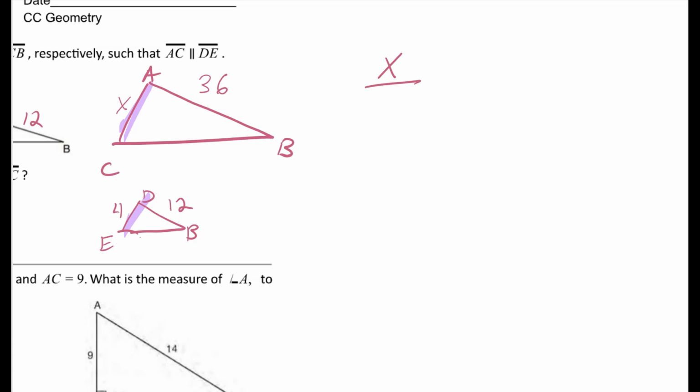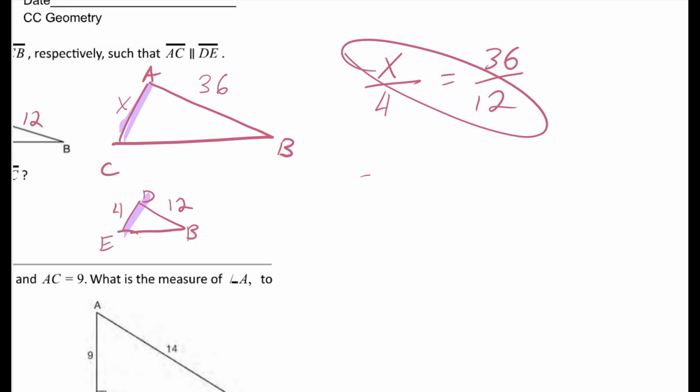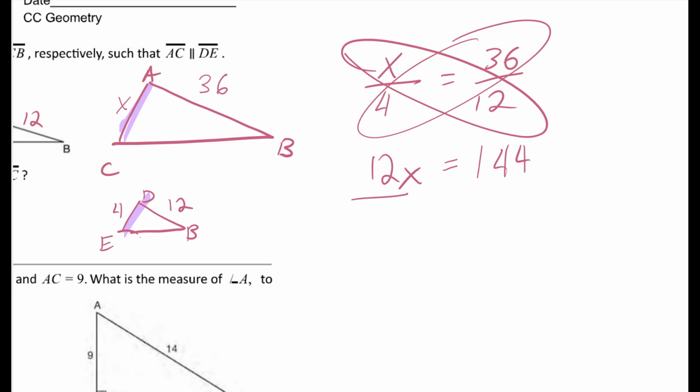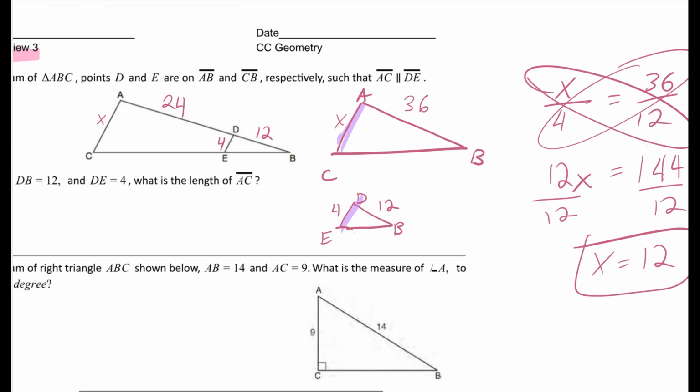That should correspond to that 4, DE, equals the 36 over the 12. So big over small equals big over small. When I cross multiply here, X times 12 is 12X, and 36 times 4 is 144. When I divide out by 12, I get X equals 12 as my missing length for AC.